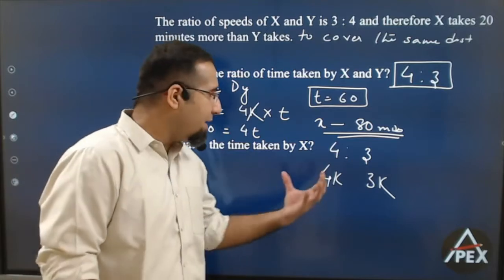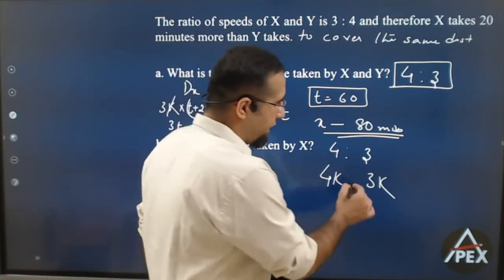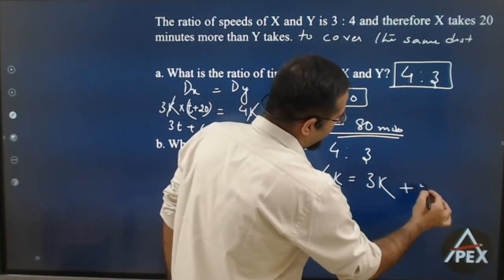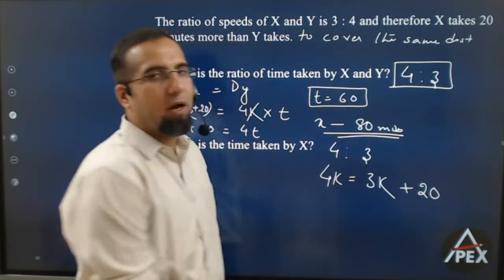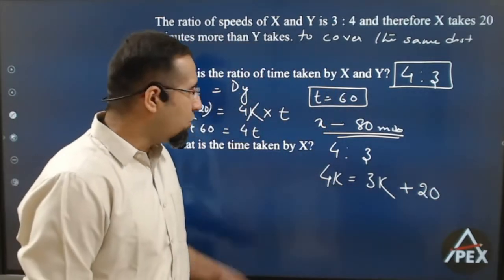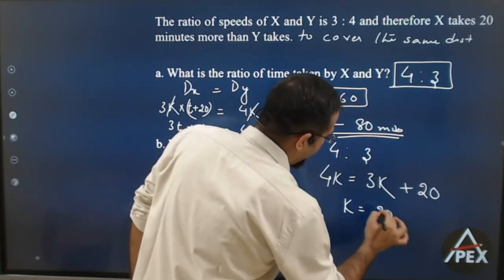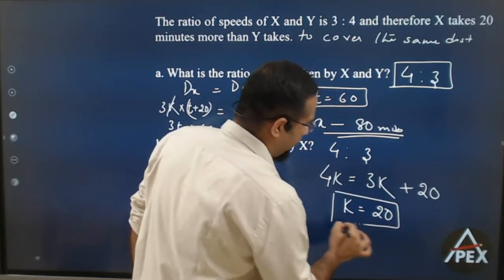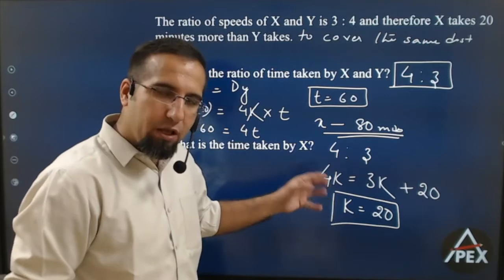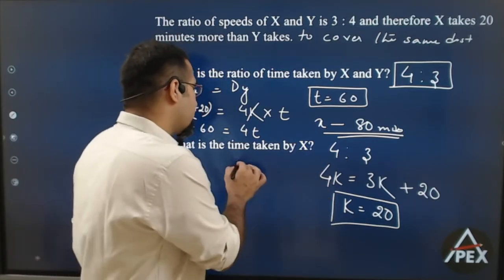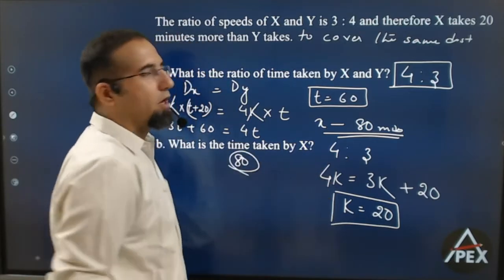And I know that the time taken by x, that is 4k, is 20 minutes more than the time taken by y. Clear? So what do I have finally here? I finally look at this as k is equal to 20. If k is equal to 20, I'm looking at 4k, that is 4 into 20. So time taken by x directly becomes 80 minutes.